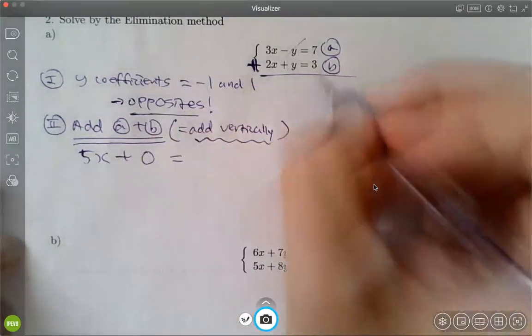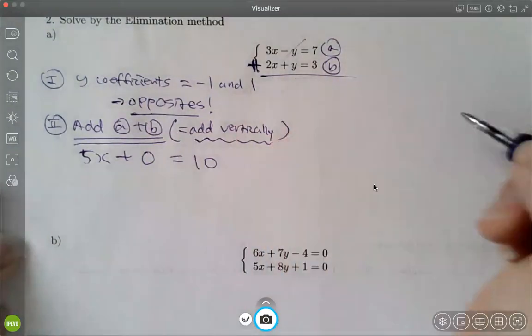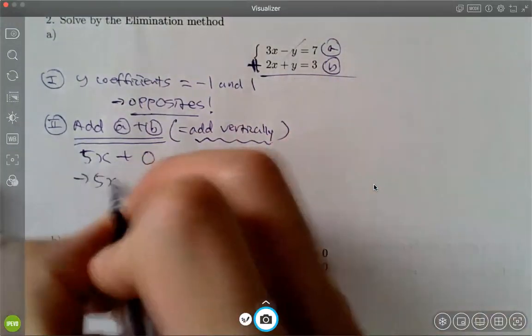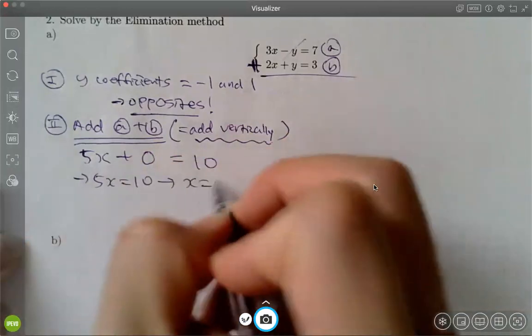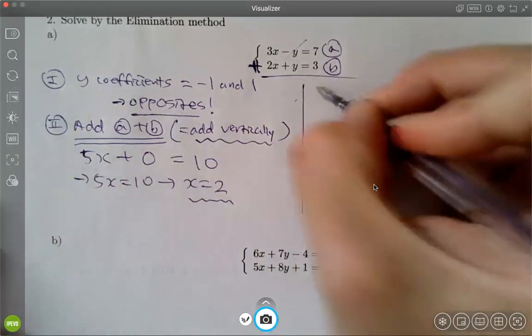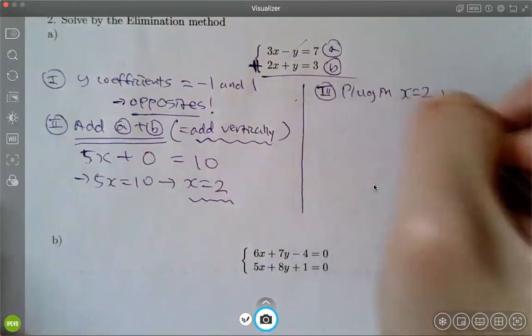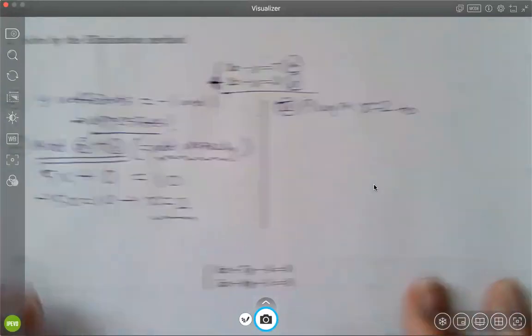So just 5x plus 0 is equal to what? 10, right? You see that? So 5x plus 0 equals 10, right? Which means what? 5x is equal to 10, so x is equal to what? 2, right? And we are not done, because now we have to do what? Plug in x equals 2 to either equation, right?